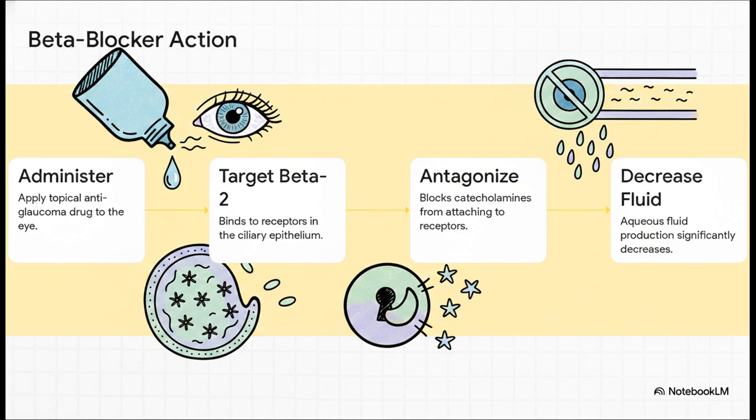processes. Why? Because naturally, when the sympathetic system stimulates those beta-2 receptors, they crank up the production of aqueous fluid in the eye. Step 3. The beta blocker physically binds to these receptors, completely antagonizing or blocking the body's natural transmitters from attaching. It basically puts a piece of tape over the keyhole. And finally, Step 4, because those receptors are blocked, the stimulation stops and there is a significant drop in aqueous fluid production, safely lowering that dangerous pressure inside the eye. It's just targeted structural brilliance.